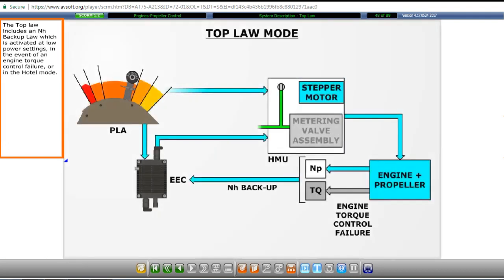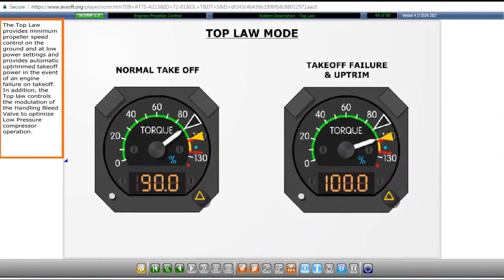The top law includes an NH backup law, which is activated at low power settings in the event of an engine torque control failure or in the hotel mode. The top law provides minimum propeller speed control on the ground and at low power settings, and provides automatic up-trimmed takeoff power in the event of an engine failure on takeoff. In addition, the top law controls the modulation of the handling bleed valve to optimize low-pressure compressor operation.